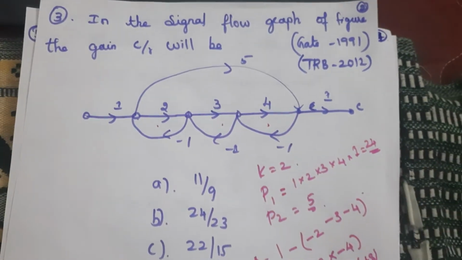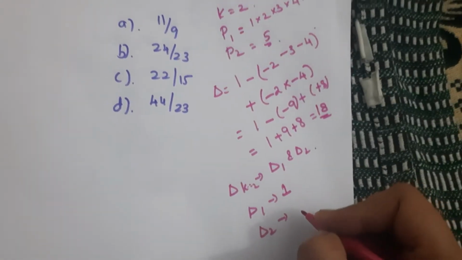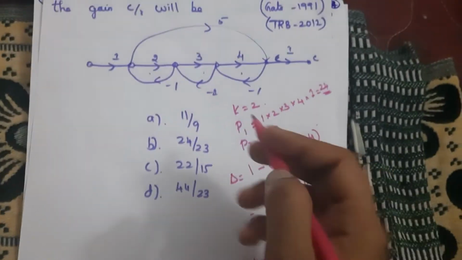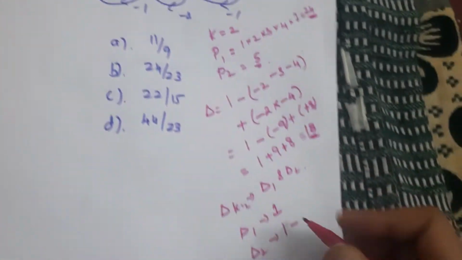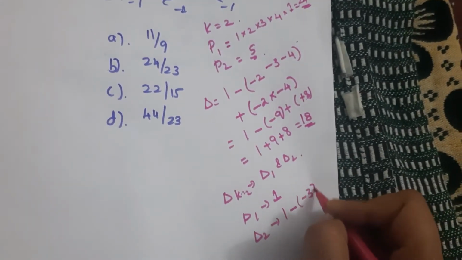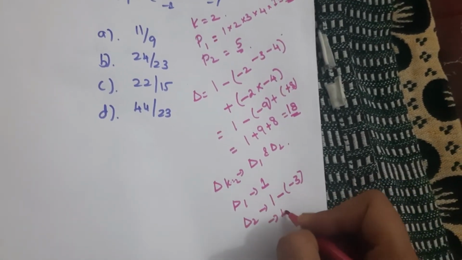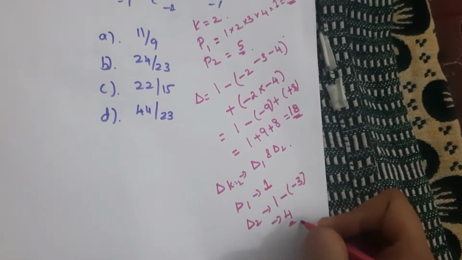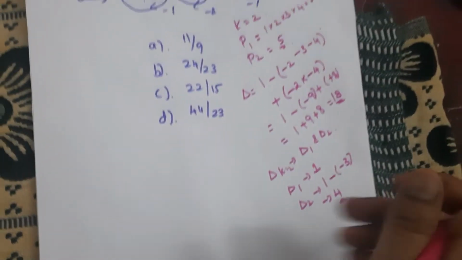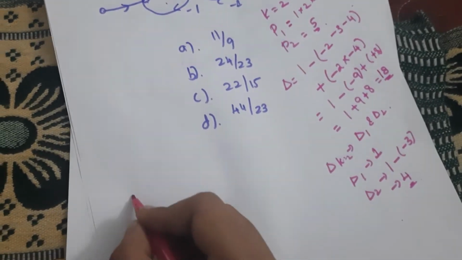this path and this node is non-touching to forward path 2. So we have to calculate that as 1 minus, this one is -3. So 1 minus of -3, this will become 4. 1 plus 3 is equal to 4. So now we apply all the values in the Mason gain formula.